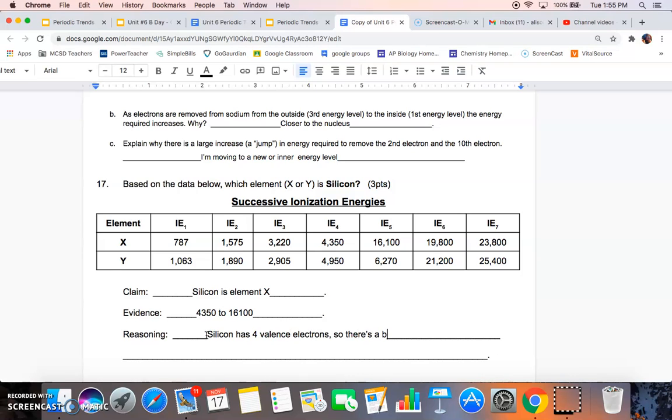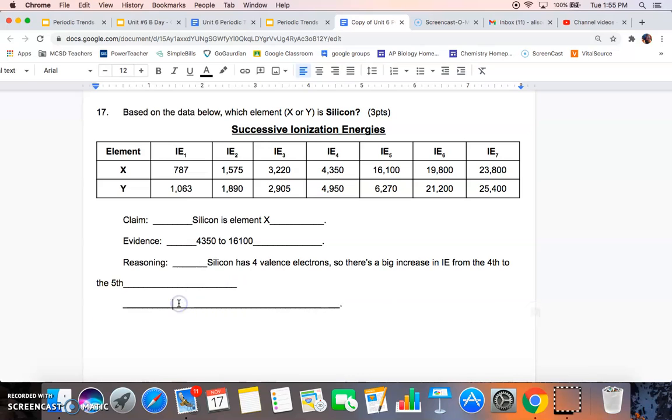So there's a big increase in ionization, and you can just say i.e. ionization energy from the 4th to the 5th. Right, and that's how I knew it. That's really all I looked at.